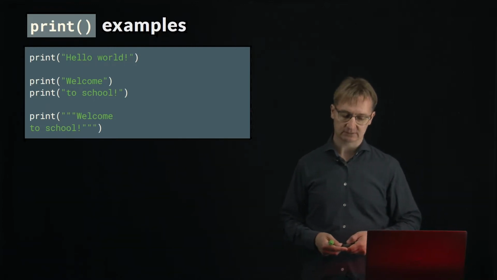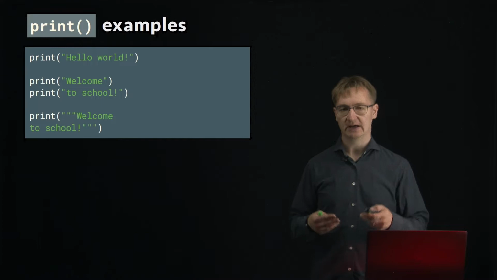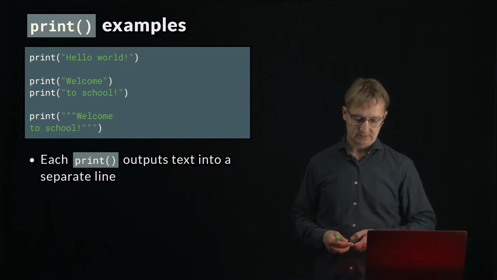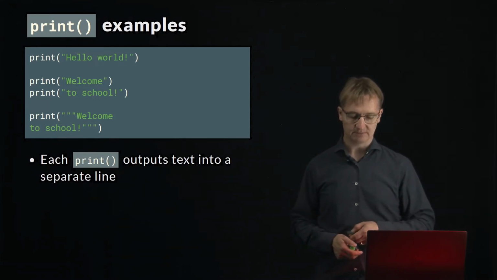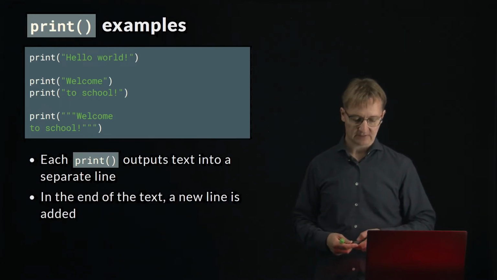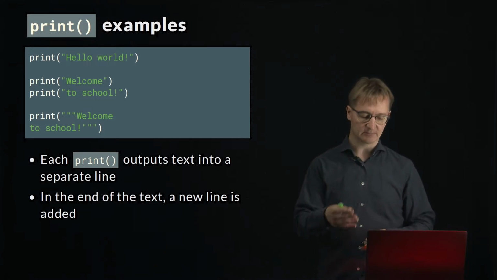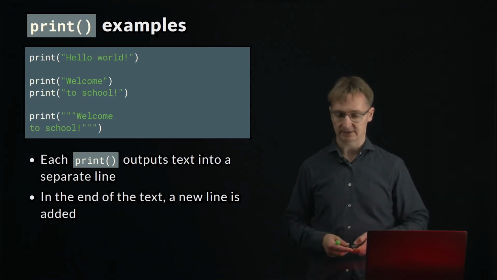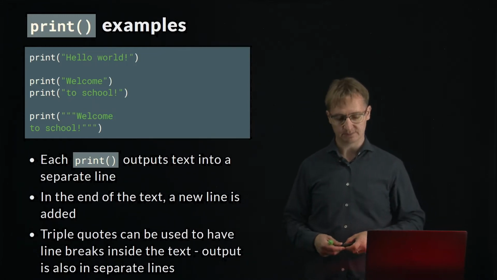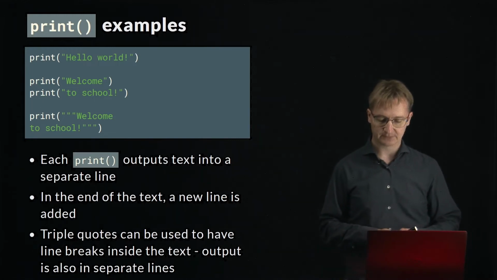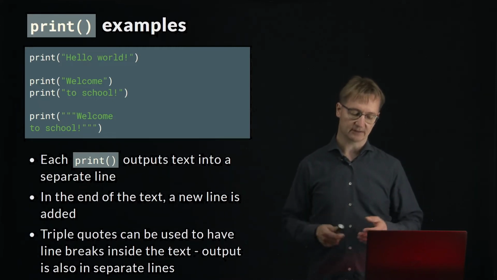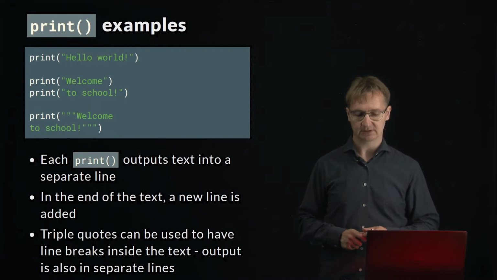We can use triple quotes to have line breaks inside a text. As I pointed out, print itself prints every text on a separate line, and basically at the end of the text there will be a new line or line break symbol. Triple quotes can be used to have a line break inside the string itself. So we call text a string. The data type to represent text in programming is string.